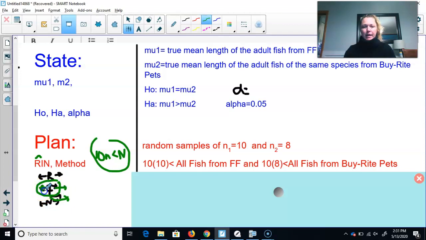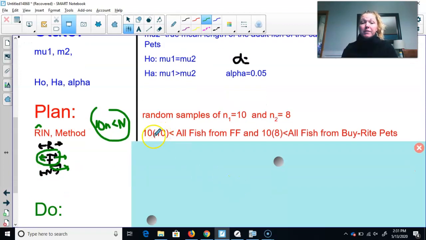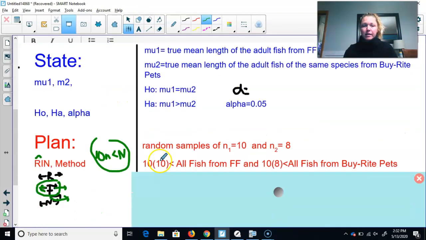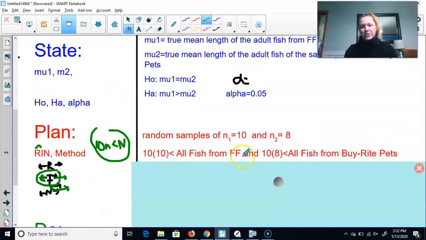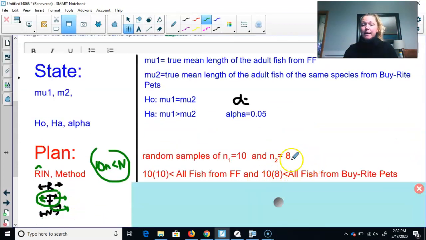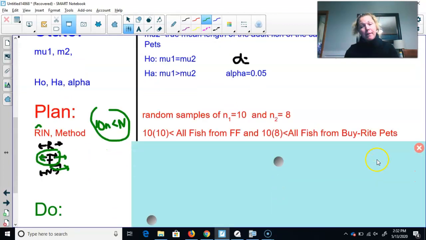That looks sloppy, I'm sorry, okay? So I have 10 times 10, because that's my sample size from Fish Friends, is less than all fish from Fish Friends, okay? And then my sample size from Byrite is 8. So I say 10 times 8 is less than all fish from Byrite Pets, okay?